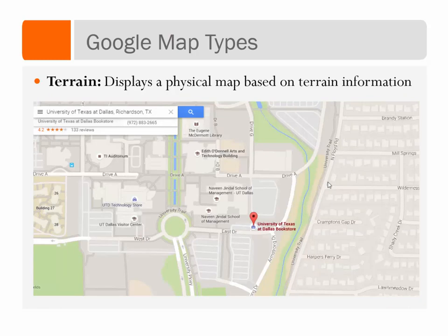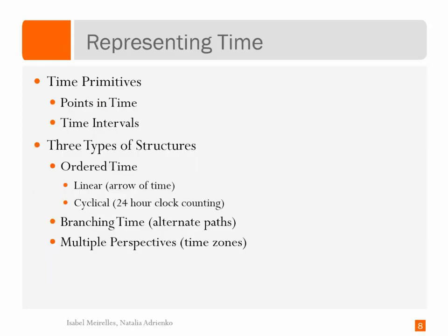And then finally, a terrain map displays a physical map based on terrain information. So is there a building, grass, dirt, etc.? It gives us just a little bit more information on what's going on versus the pure map or the pure satellite view.